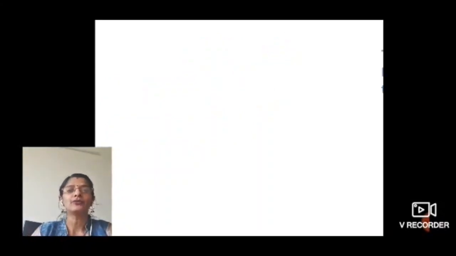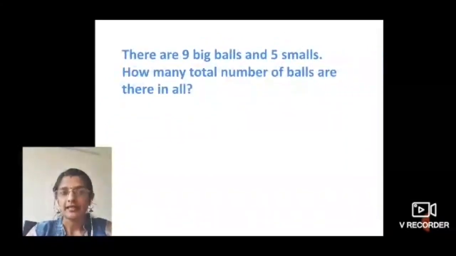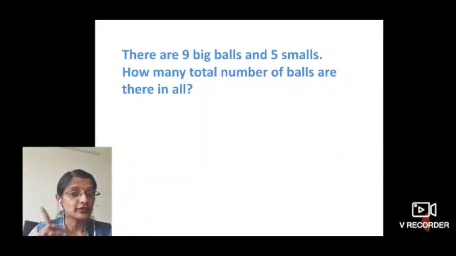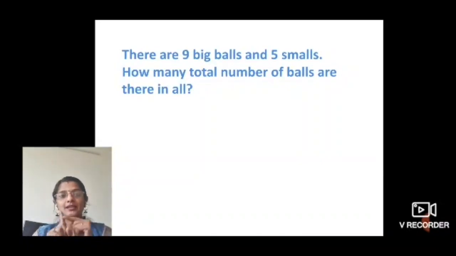Okay, so now if you get a question like this: there are 9 big balls and 5 small balls. How many total number of balls are there? As I told you, the first thing we need to do is find out what information is given in the question. So what information is there? There are 9 big balls and 5 small balls. That is the information in this question.